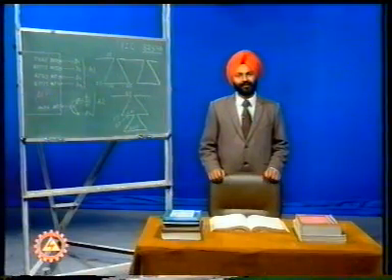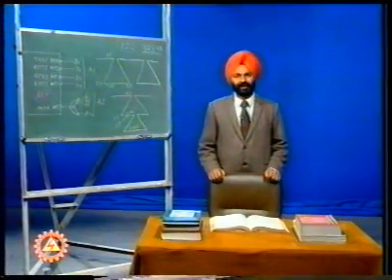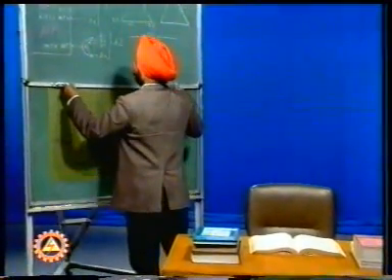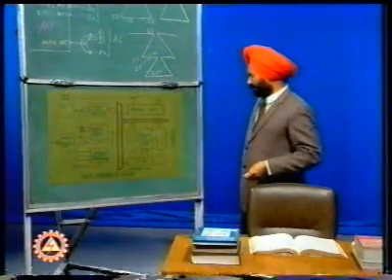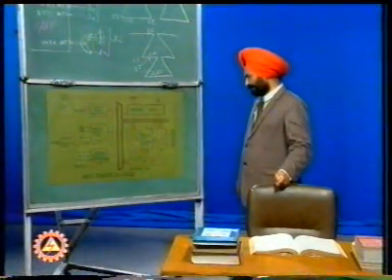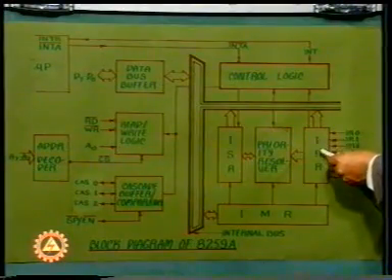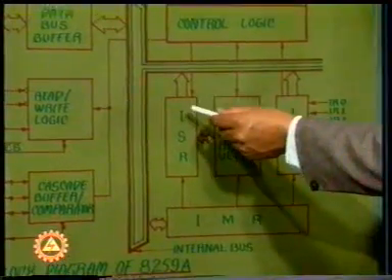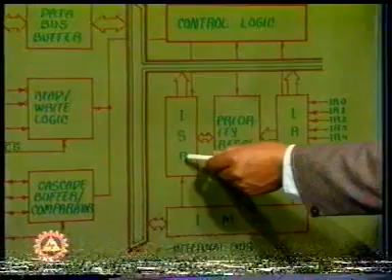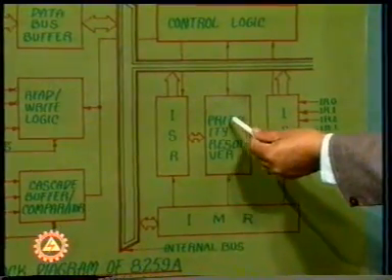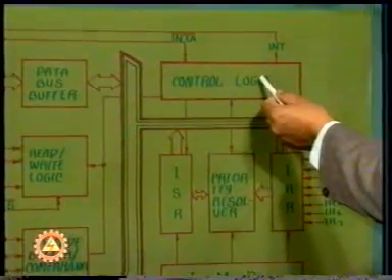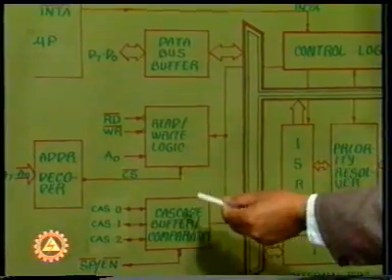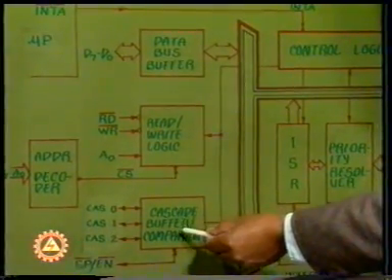Let us see the operation of this controller through its block diagram. This controller has 3 8-bit registers: interrupt request register IRR, interrupt mask register IMR, and in-service register ISR. In addition, it has the blocks priority resolver, the control logic, the data bus buffer, the read write logic, and the cascade buffer comparator.